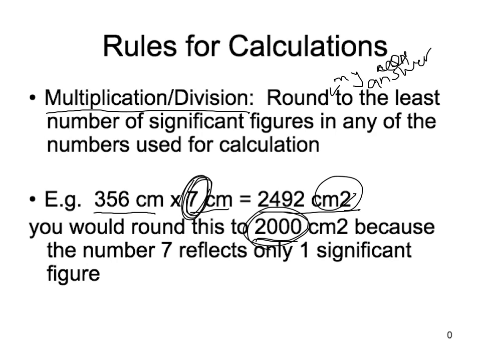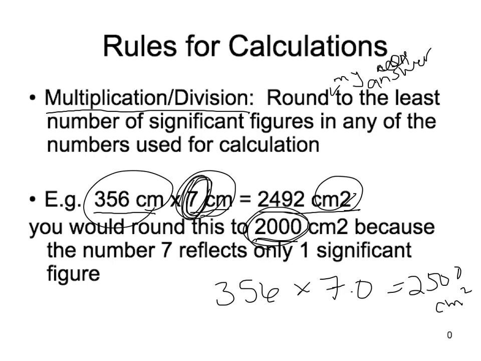Okay, so if you had maybe 356 times 7.0, now that's a little bit better. I could round this now to 2,500. And if I could even get it a little bit more accurate, 7.00, I could do even better than that. So just be careful. This is for multiplication and division. Round your answer to the least number of SigFigs. So here has 3 SigFigs, that only has 1. Round your answer to 1.